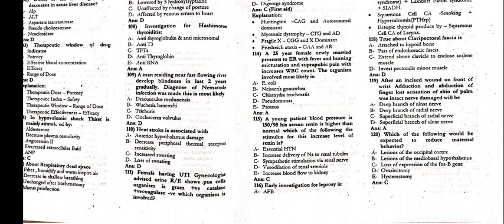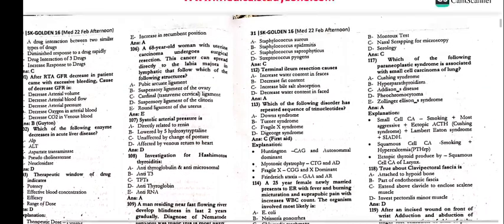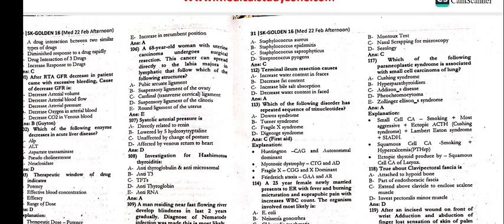111, the female having the UTI, gynecologist advised urine RE shows the pus cell. The organism is gram positive, catalase positive, coagulase negative. Which organism is involved? That is C, the Staphylococcus saprophyticus. 112, the terminal ileum resection causes increased water content in the feces. 113, which of the following disorder has repeated sequence of the trinucleotides? It is C, the Fragile X syndrome.